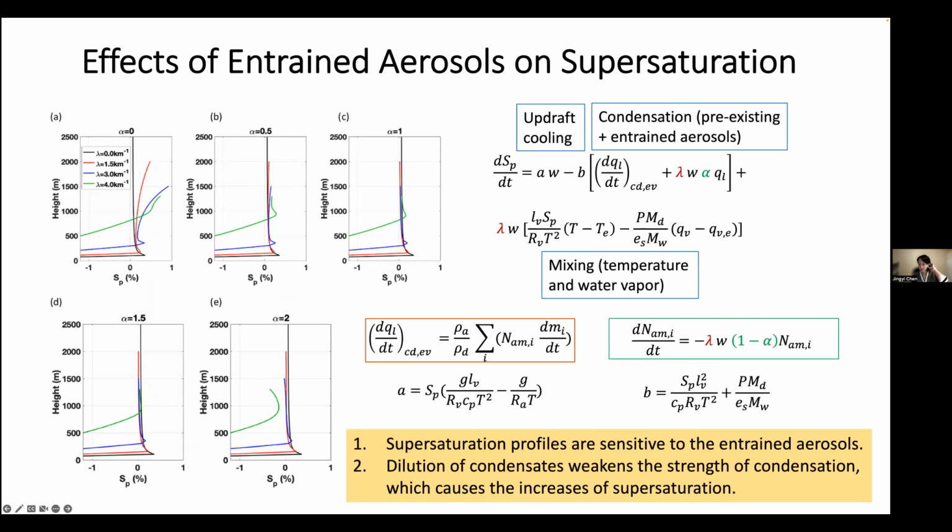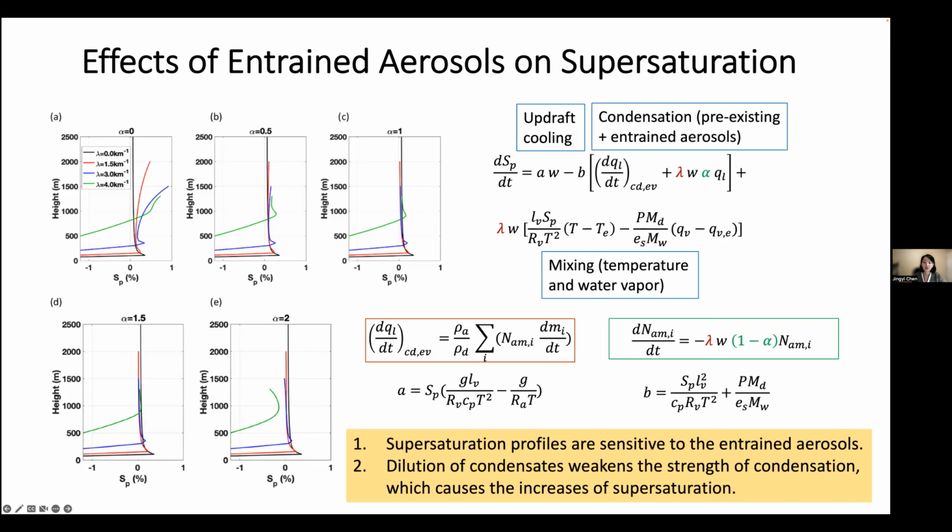As we say, the supersaturation in the cloud parcel model is very important to see how the cloud droplet grows. In the model, we use the water vapor mixing ratio to represent the moisture, but we still calculate this supersaturation for us to understand the processes. This equation is shown here. After considering the entrainment mixing, we have 3 terms. The first term is A w, which is just the updraft cooling. And the second term is the condensation.